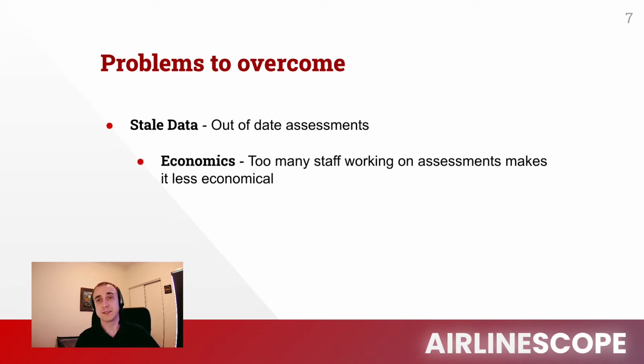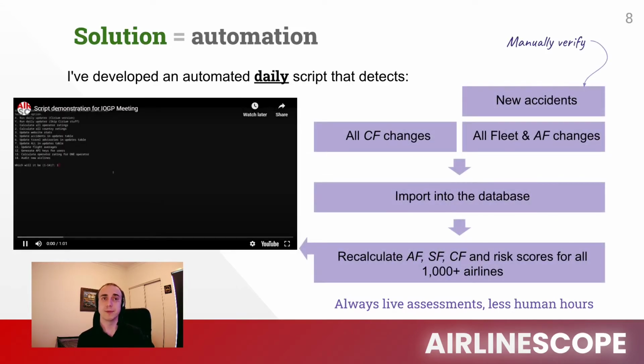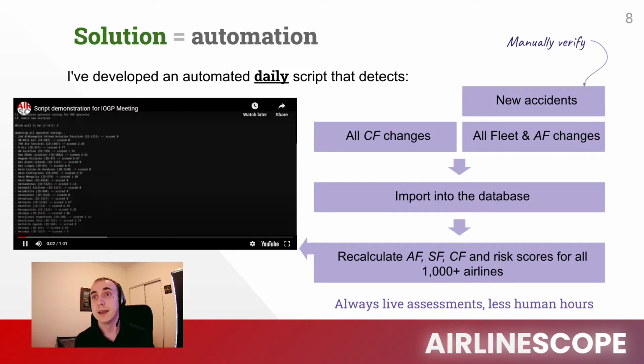Stale data leads to out-of-date assessments. You could do more assessments by adding more staff to the problem, but then it starts to get a bit less economical. And finally, it's inflexible. If the subcommittee today decides to change the mechanism for any reason, want to change a weighting or add a new variable, you then have to reassess 1,000 airlines, and that could take months or even years if you're doing it manually, that is. So my solution to the problem is automation. I let the robots do it for me.